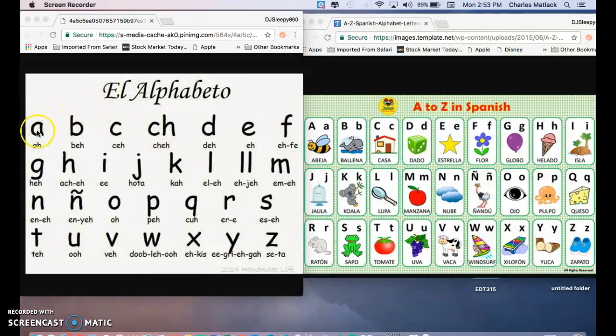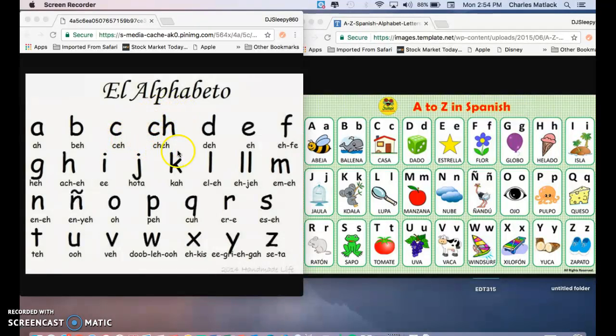To start off, we have A, as in abeja. Next, B, as in ballena. Then C, as in casa. Now you might notice there, C and casa are two different pronunciations. Casa uses a hard C, and after we go over these letters quickly, we're going to delve a little bit deeper into the differences, how to pronounce some of these letters.